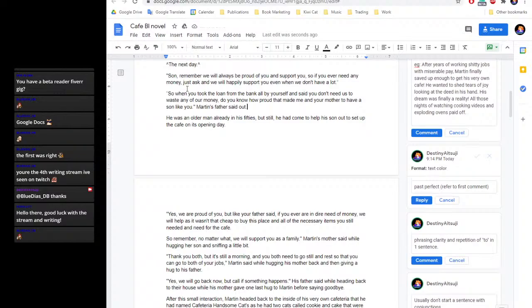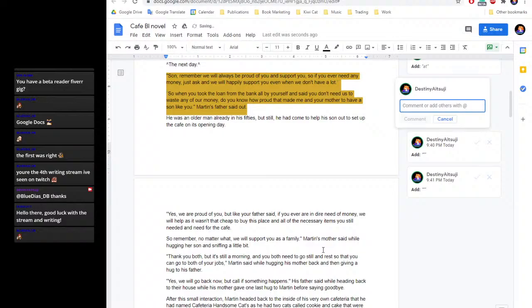Okay, so continuing this, "so when you took the loan from the bank all by yourself and said you didn't need us to waste any of our money," okay, nothing wrong with this, but as a kind of native English speaker, this sentence is lacking. Like the emotions don't pull through too well. It's wordy, but it lacks the impact that I need.